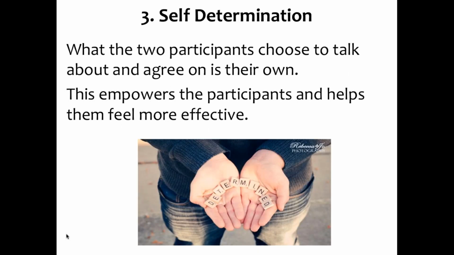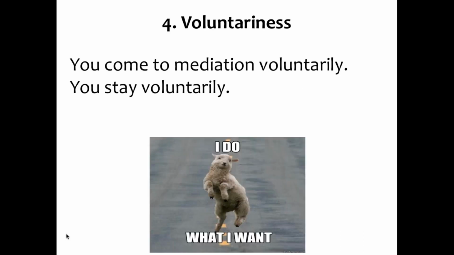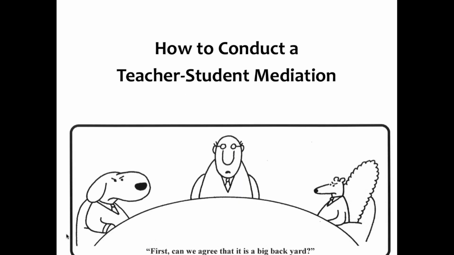The next principle is called self-determination, and that is that what the 2 people talk about is their choice. What they choose to talk about and agree to is their own, and this empowers the participants and helps them feel more effective. And lastly, voluntariness. You come to mediation voluntarily, you stay voluntarily. And this is true in a school, even if you're talking about children or teenagers. It's a completely voluntary meeting. Nobody is ever forced to participate who doesn't wish to.